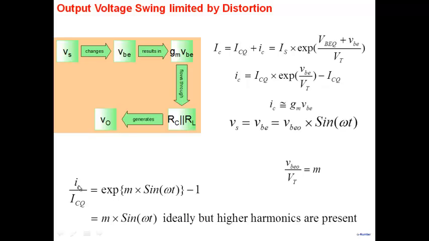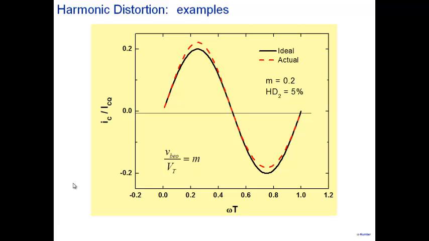So let me show you how this changes here. And the important parameter is M. Note here, what is the magnitude of the sinusoid divided by VT? M is an important parameter. If M is very small, then you can see here IC will be almost like a pure sinusoid, because you expand the exponential and you get only the first term. So M is the most important parameter here. It tells you how nonlinear is your IC. So let me show you a couple of graphs here. Look at this one.